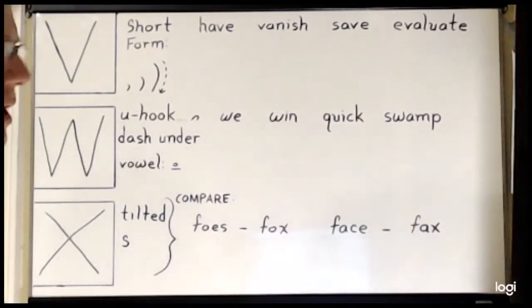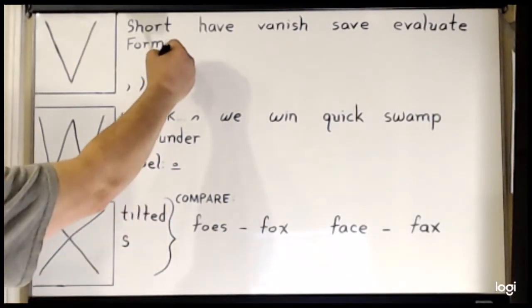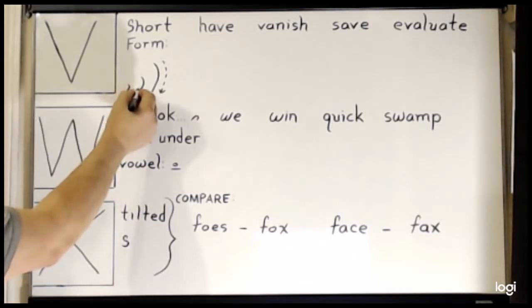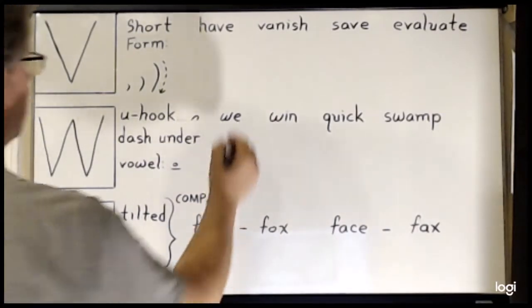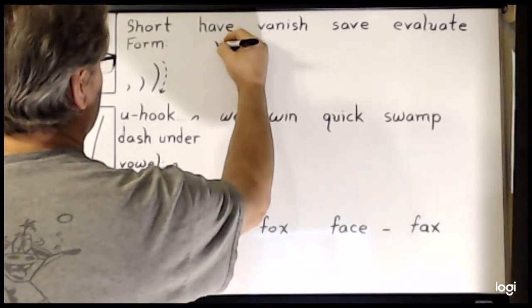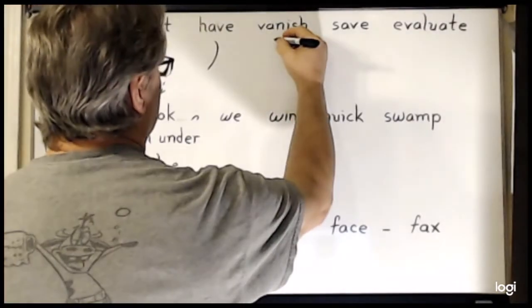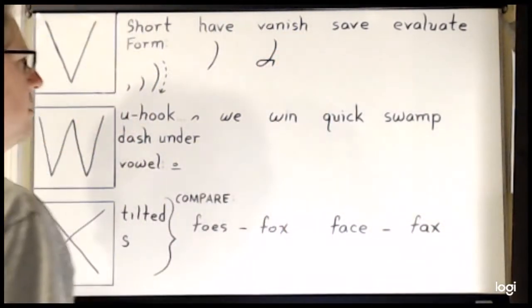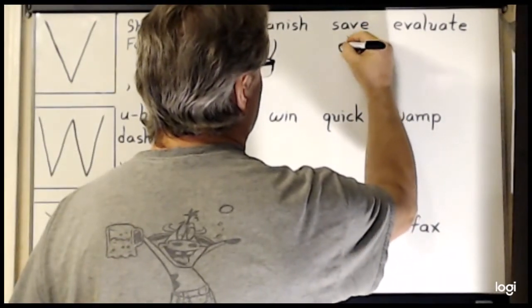Next are the letters V, W, and X. The V is the largest stroke of this three-stroke series, being S, F, and V. V by itself is a short form, which is the word have, so we'll just write the V for the word have. For vanish, we'll write V, A, N, and SH. The word save is S-A-V.